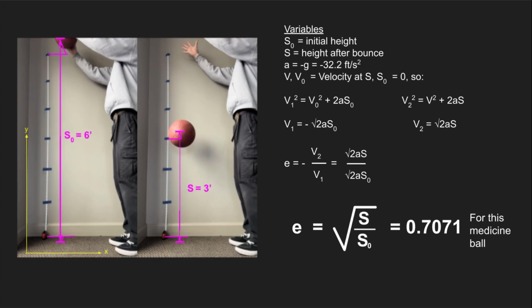On the right, you can see that we've derived an equation that shows that the coefficient of restitution is equal to the square root of the final height over the initial height. For this medicine ball, the final height came out to be exactly 1/2 of the initial height, so the coefficient of restitution is the square root of 1/2, which is around 0.7071.